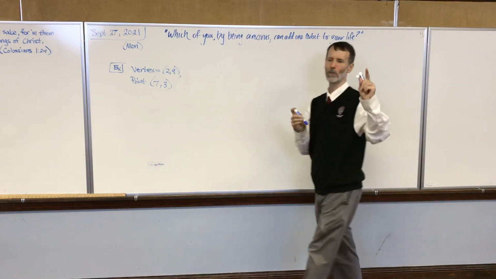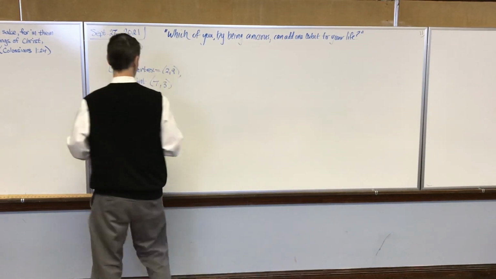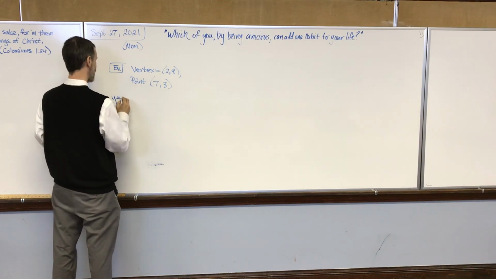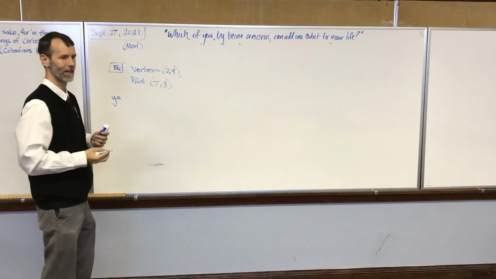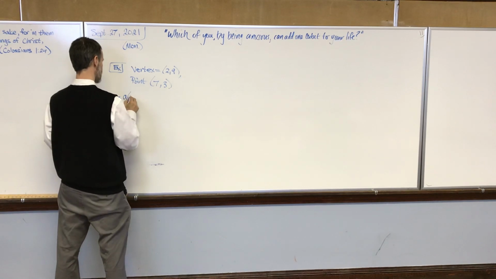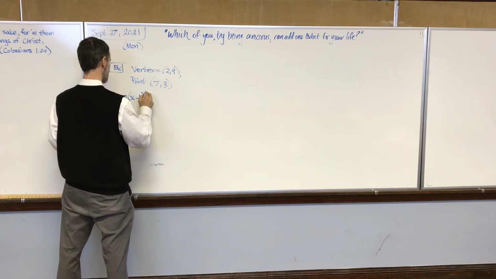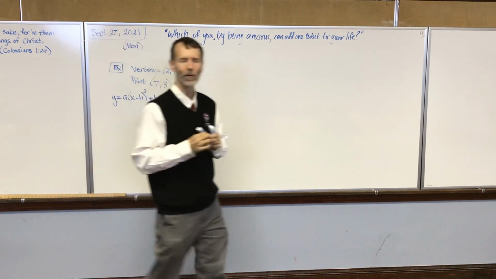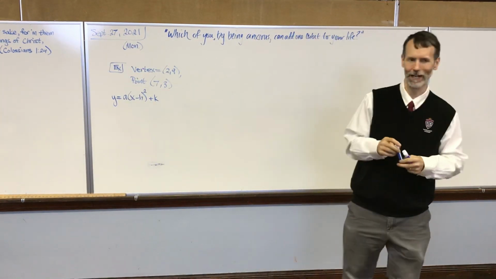Where do you start? What form would you use probably? Vertex form? Yeah, rattle off vertex form for me. Y equals what? The generic equation. Okay. Y equals a(x minus h) squared plus k. Make sure you have those 3 forms memorized. You will need them on Friday.